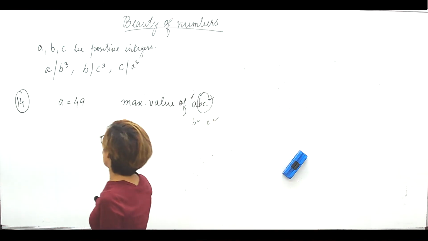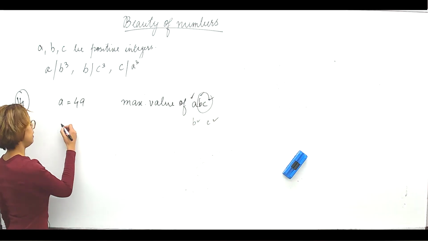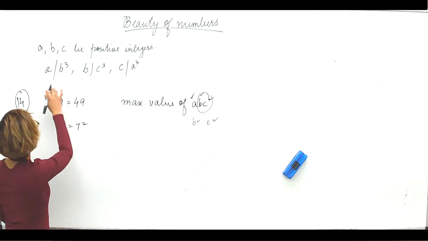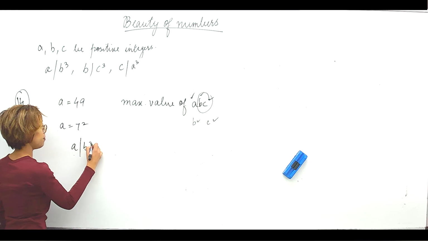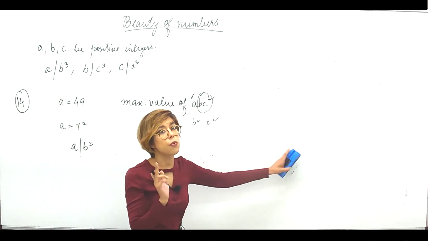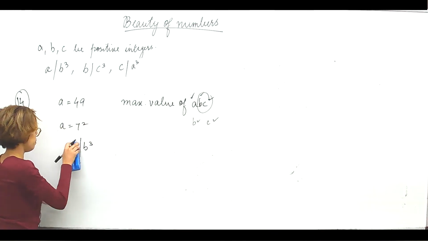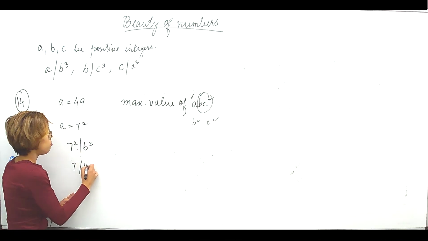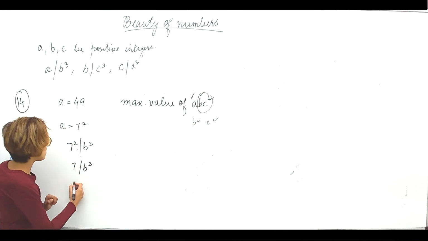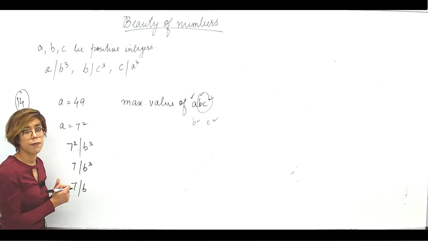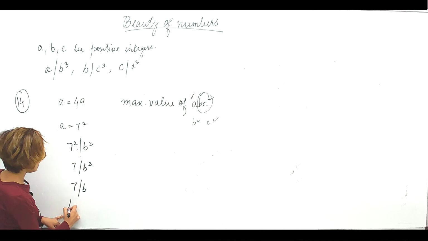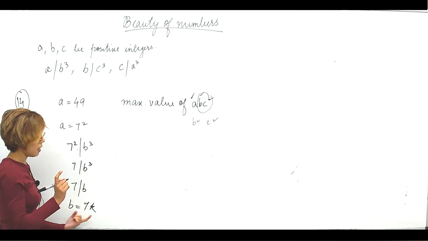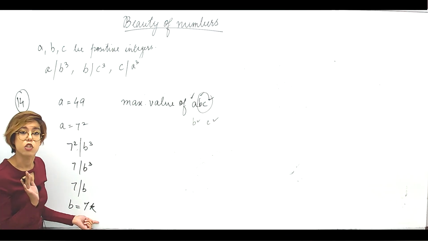Now, the prime factors of A. So, A is 7 square. First condition, A divides B cube. That means 7 square divides B cube. Now, can I say that 7 divides B cube? Definitely. That means 7 must divide B. Then I can say that B is of the form 7k, where k is obviously a positive integer.